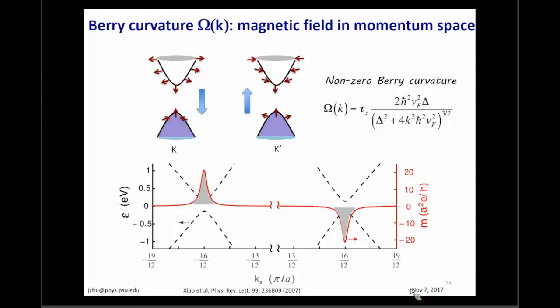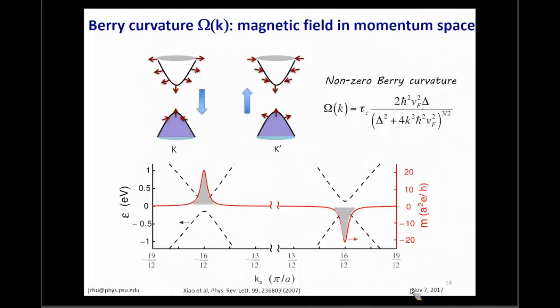So where does this come from? This comes from how the electron's wave function organizes itself in the momentum space. I've drawn some pseudo-spin here. I hope you can get a sense that there are some whirlpools going on at those two points. And that's what's generating the non-zero Berry curvature, and that gives you the non-zero orbital magnetic field. Okay?